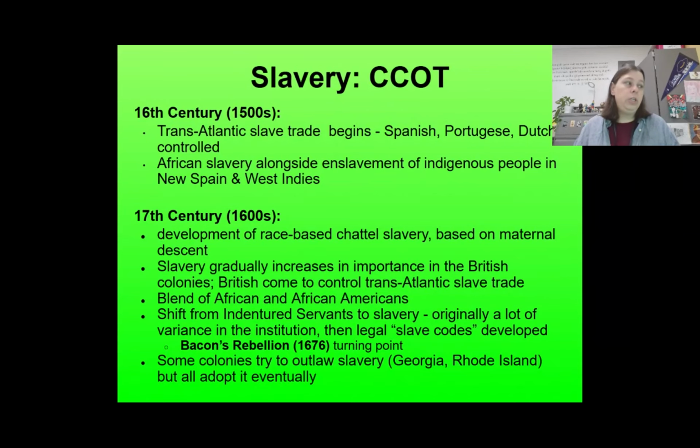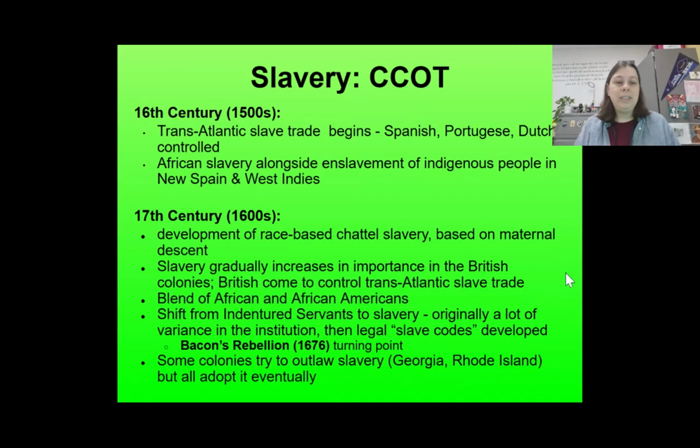The turning point in when we go from most laborers being indentured servants to most laborers in the Chesapeake in particular being enslaved, race-based chattel slavery, historians usually point to Bacon's Rebellion, which is actually a rebellion that doesn't have anything to do with slavery. This is not a slave rebellion itself, but it does prove to be a turning point. So we are going to click and talk about that just a little bit.